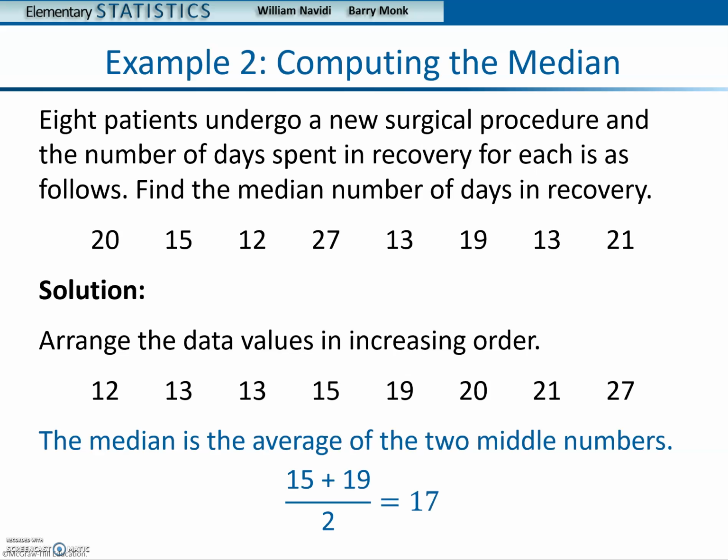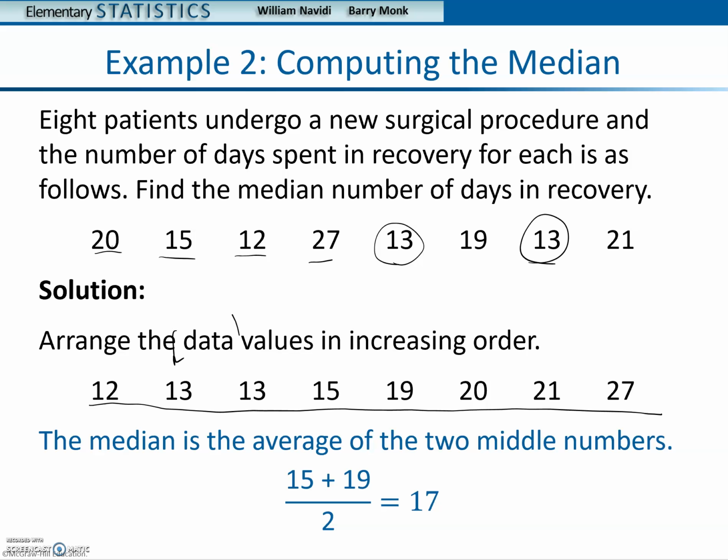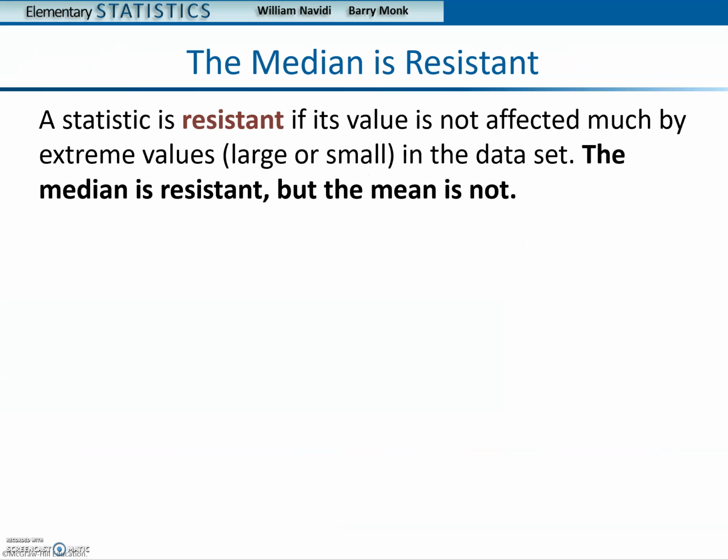8 patients undergo a new surgical procedure, and the number of days spent in recovery for each is as follows. Find the median. So here we have 8. Again, they're not in order when they're listing them, but when they go to find the median, they then put them in order, and if there's 2 the same, like here we have 2 13s, they just list them twice. Since there's 8 of them, you take the 2 in the middle, which in this case is 15 and 19. You add them up and divide by 2, and you get a median of 17. Notice if you would have taken the 2 in the middle here, it would not have given you a 17. You would have gotten the wrong answer. So make sure you order them.